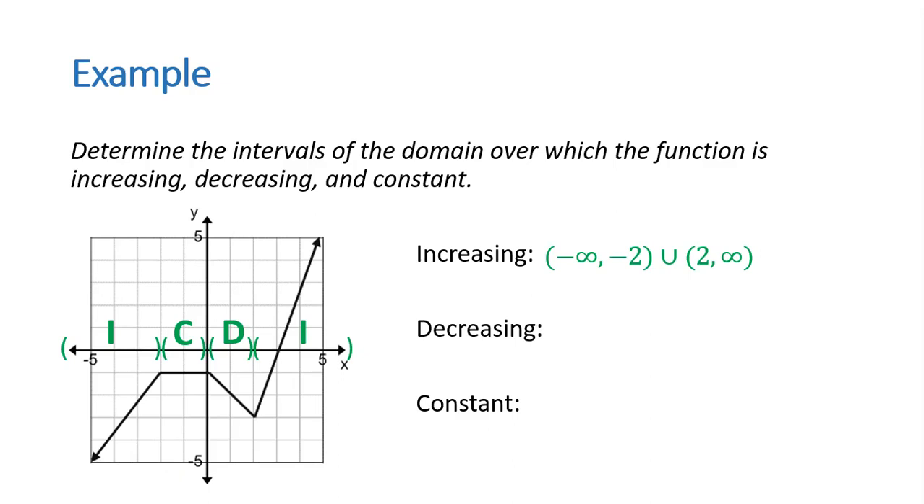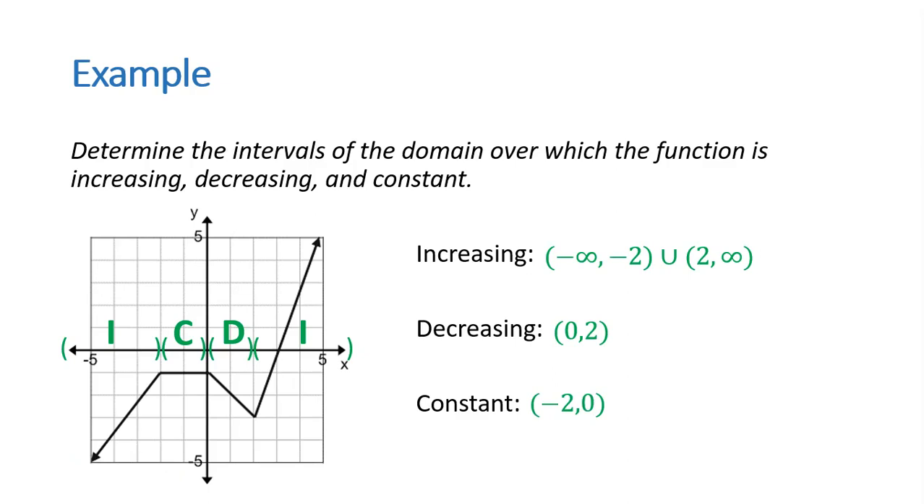Again, keep in mind we didn't say anything about what the actual y values were, where we started or where we ended. All we care about is the fact that over these particular x values, we are sloped upward, we are increasing, our y values are getting bigger. For the decreasing range, that's from 0 to 2, and then our constant range is from negative 2 to 0.